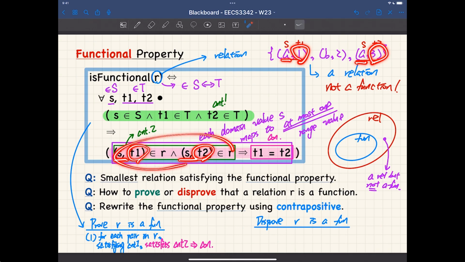Once I find that there's such a pair... if there's no such pair, it's as if the implication antecedent here is false. In that case, false implies anything. Yeah, I know it's a little bit abstract here. Let's go over the principle first, and then we'll do more examples as we go. Okay, so that's one possible way.